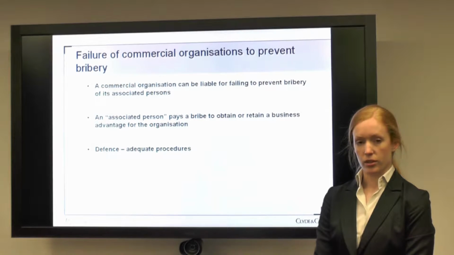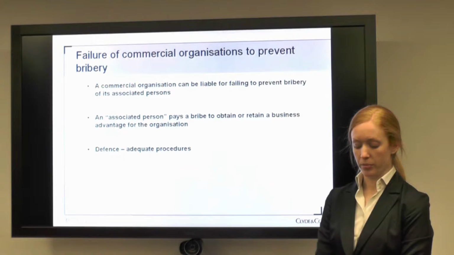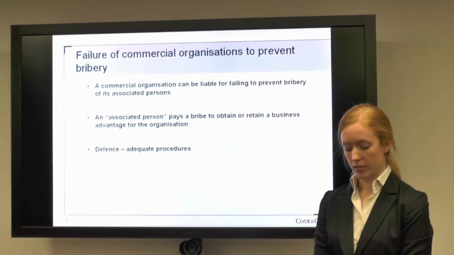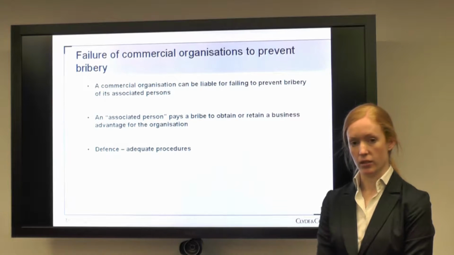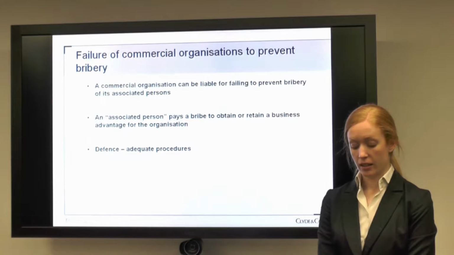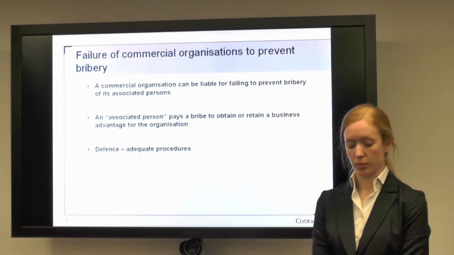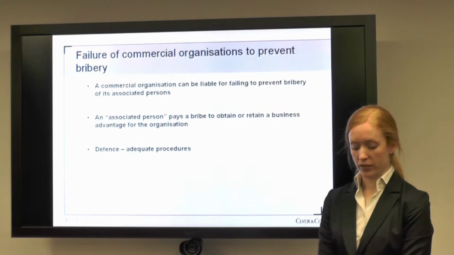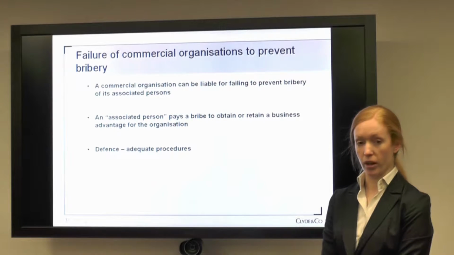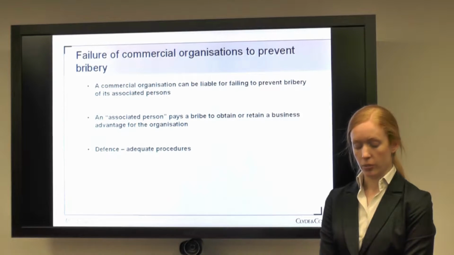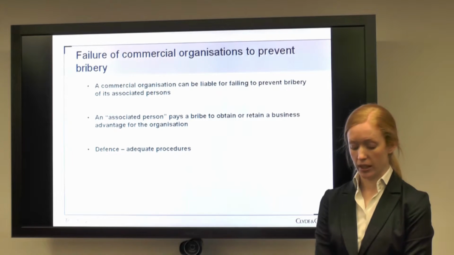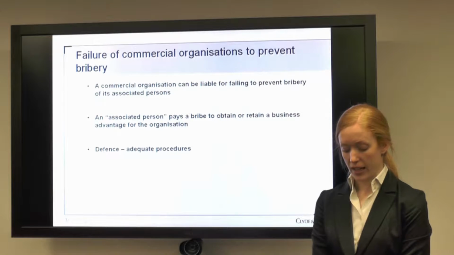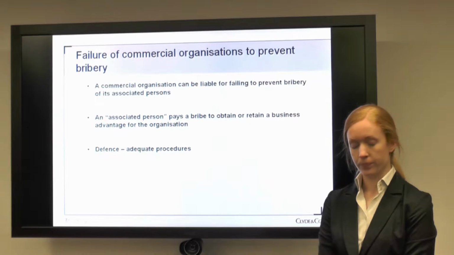Section 7 introduces a new corporate offence of failure to prevent bribery. For instance, where an associated person of a company is deemed to have committed one of the general offences on behalf of that company, then the company may itself be liable for failure to prevent bribery. Associated person is given a very wide definition of performing services on behalf of, so that will include employees, agents, subsidiaries, third parties, vendors, and other agents of a commercial organisation.